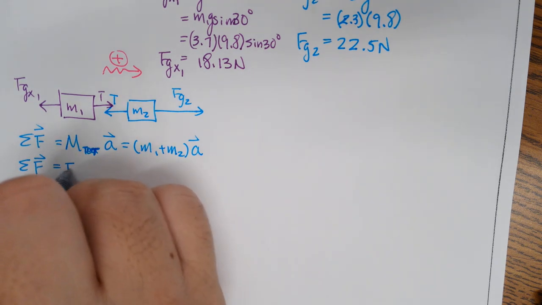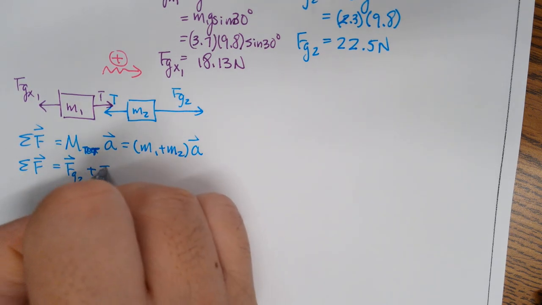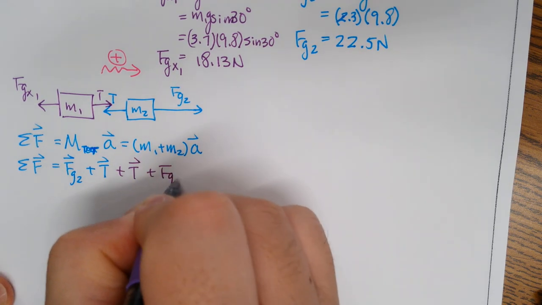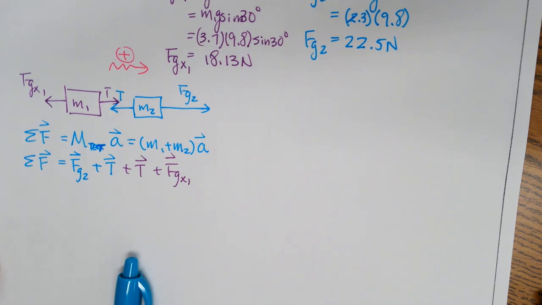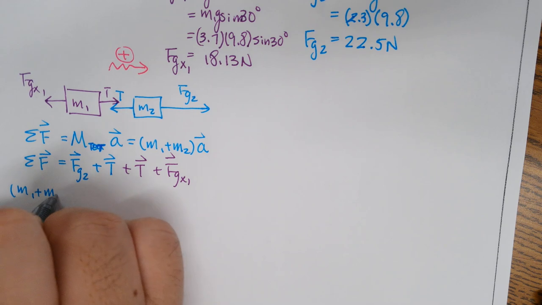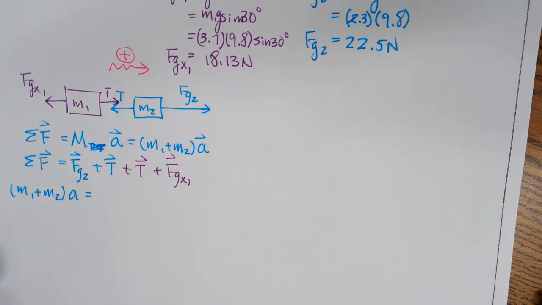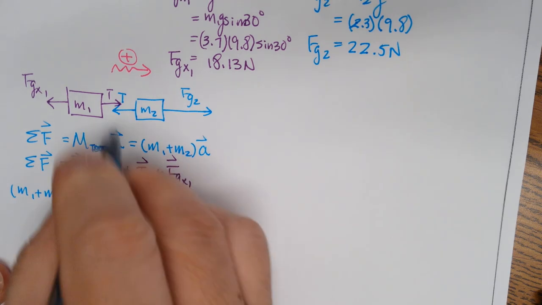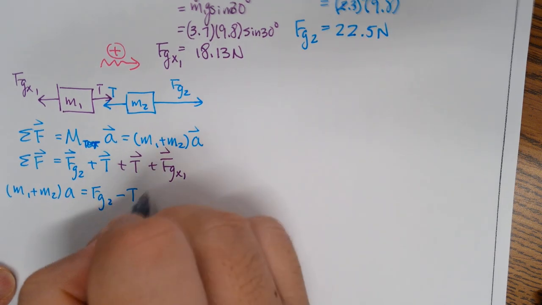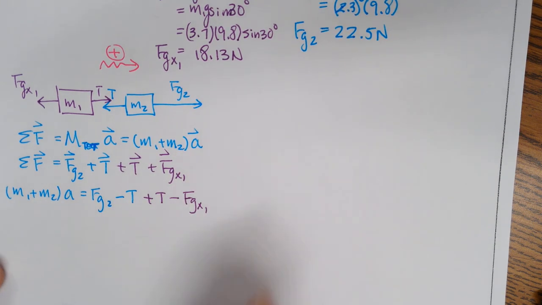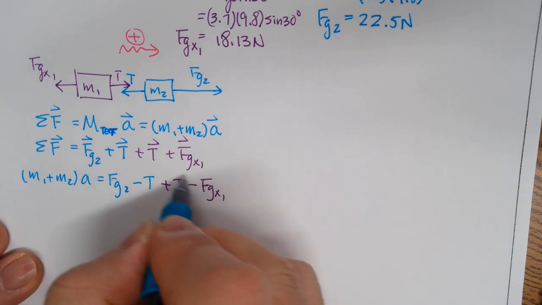All the forces, I have FG2 plus tension, plus tension, plus FGX1, right? Now, let's give directions as we set them equal to each other. So (M1 plus M2)A is equal to FG2 positive, minus first tension, plus tension, minus FGX1. Are we okay with that? Right. So notice how these two will add up to zero.